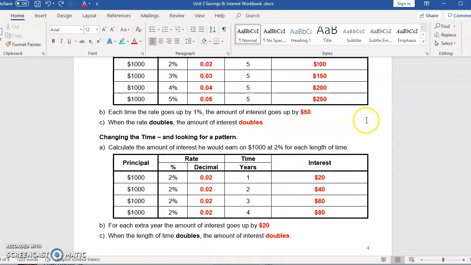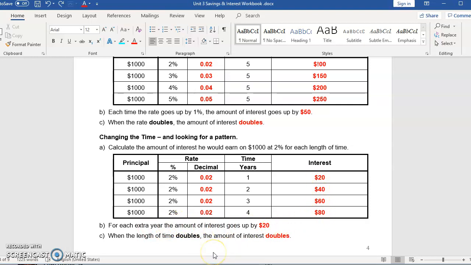Lastly, we look at if we change time, right? So the principal is the same, rate's the same, but how much time the money's in the bank account, that's what's changing. If it's in there for 1 year, $20. 2 years, $40. 3 years, $60. 4 years, $80. So for each extra year, the amount of interest goes up by $20, right? You can see that right there.